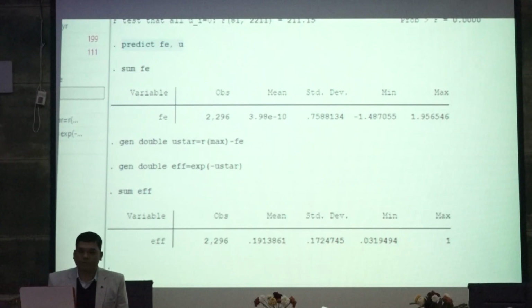Okay, so decimal places are up to 16, and then this is the formula for efficiency, and this is the summary of efficiency. Now you can check these are the number of observations, and this is the mean of efficiency. Okay, average efficiency according to this panel regression.